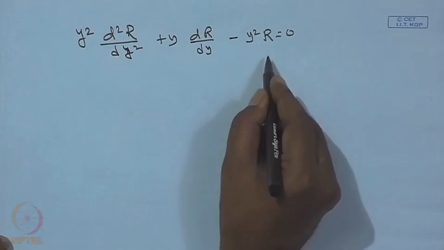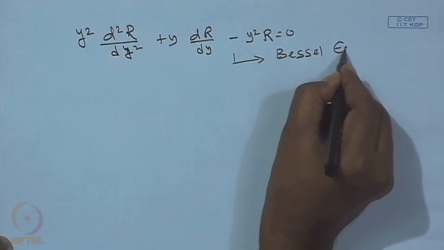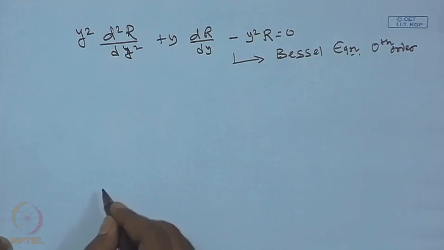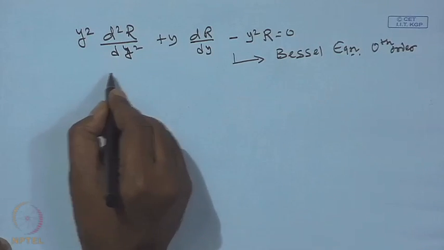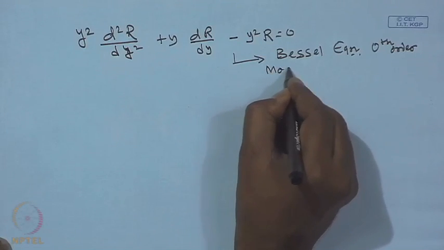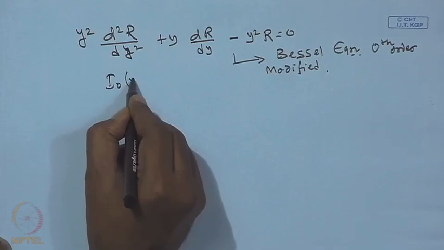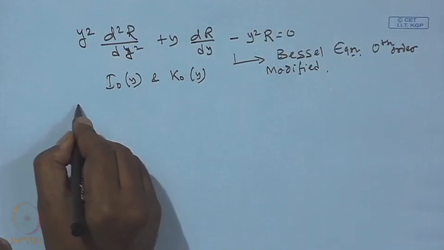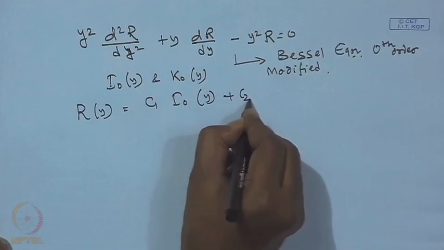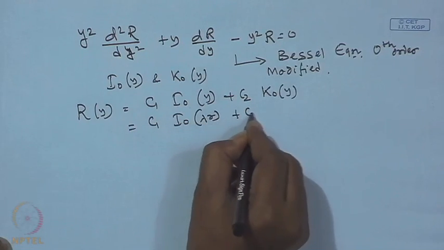Now, if you look into this equation, you can identify this equation is nothing but the Bessel equation of 0th order. So, this is 0th order Bessel equation, but it is a modified Bessel equation, because there is a minus sign there. So, the solution will be comprised of I0(y) and K0(y). So, therefore, the solution becomes R as a function of y, C1 I0(y) plus C2 K0(y). So, y is lambda r. So, C1 I0(lambda r) plus C2 K0(lambda r).